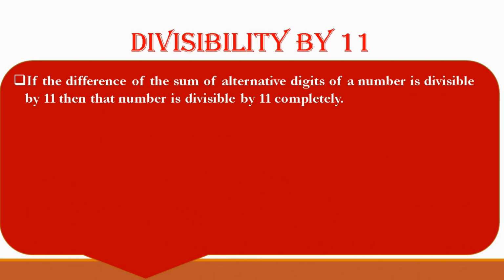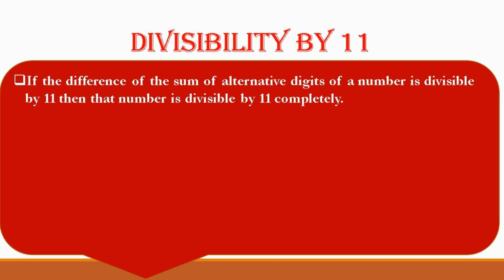Divisibility by 11. If the difference of the sums of alternate digits of a number is divisible by 11, then that number is divisible by 11 completely. In order to check whether a number like 2143 is divisible by 11, the following is the procedure.